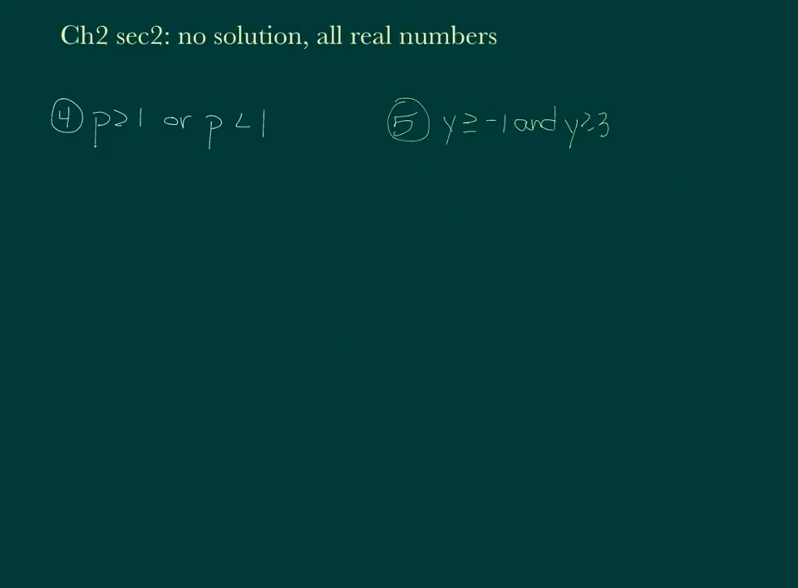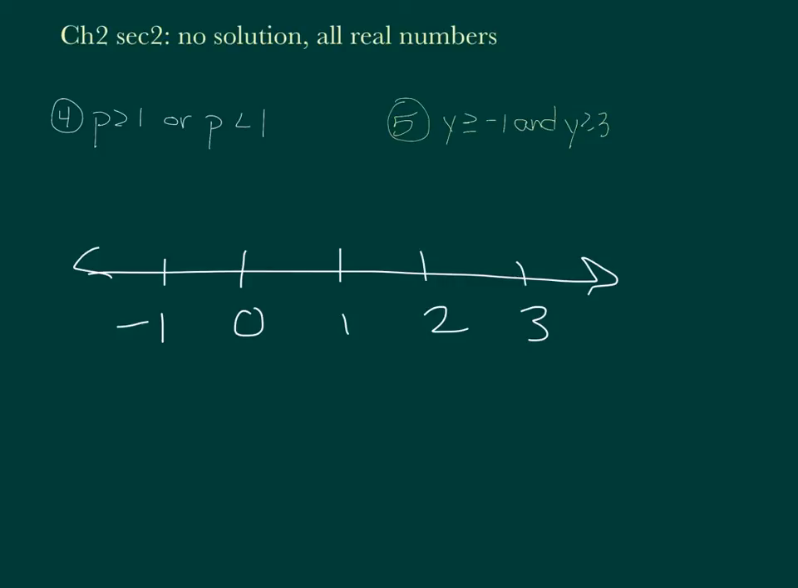Now I want to look at 2 more problems, again from page 67. I'm looking at 4 and 5 in the written exercises. Here the solutions, again, are a little bit different. In this case, they're not no solution or all real numbers, but they do have to do specifically with overlap and anything.